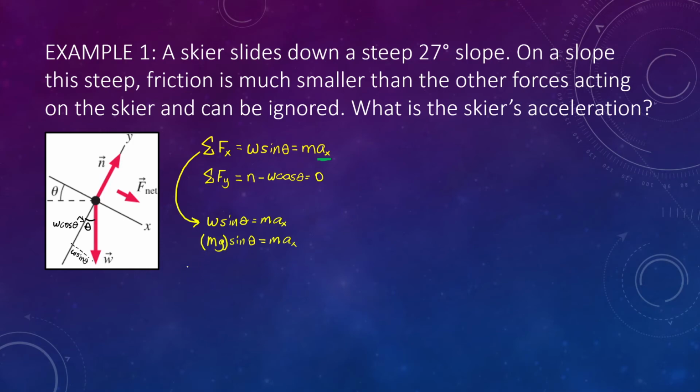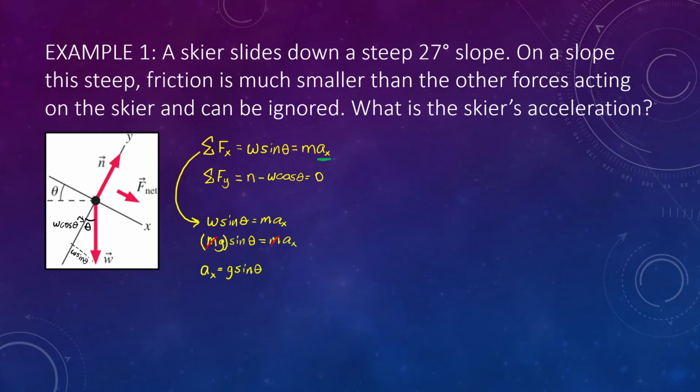Well, now look at what happens. Just because of doing this, we have a mass on the left-hand side and a mass on the right-hand side. You can divide both sides by m, or the mass, and they cancel each other out. That's how you deal with a problem like this. We see the m's cancel out, thus leaving behind our expression for acceleration. ax is equal to g sine theta.